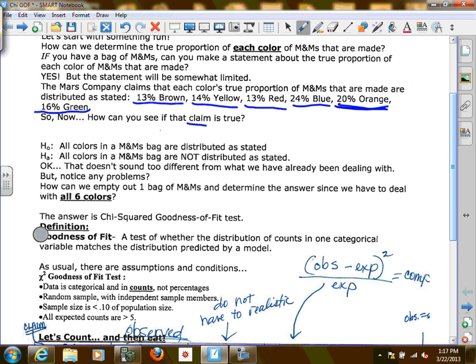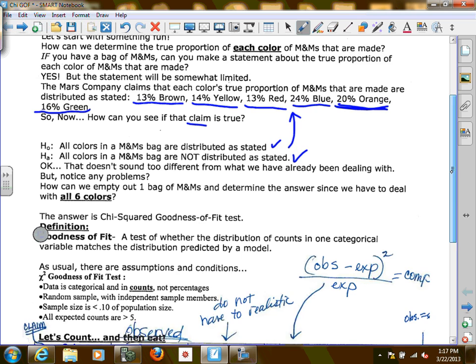So our alternative in this case is going to be what? Not equal. They are not equal. Very good. So that is how we word it here. All colors in the M&M's bag are distributed as stated, or all the colors in the M&M's bag are not distributed as stated. This kind of gets away from me having to write all these specific things out. That saves me that.